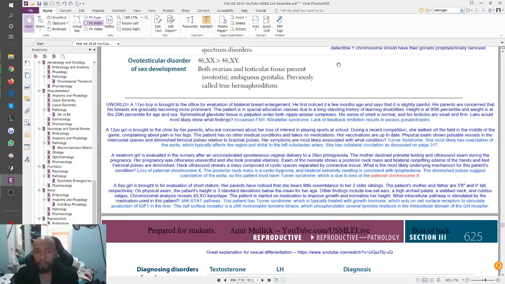Labs would most likely show you what? You're going to see high FSH and LH, right? As well as higher estrogen, low testosterone, low inhibin B. This is Klinefelter syndrome. There's going to be a lack of feedback inhibition.